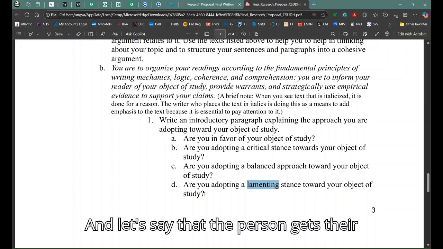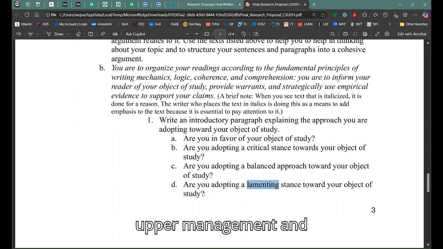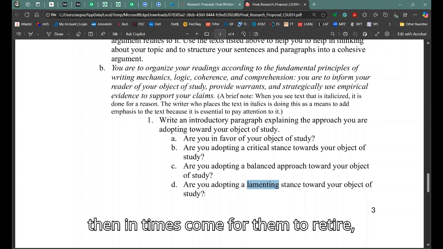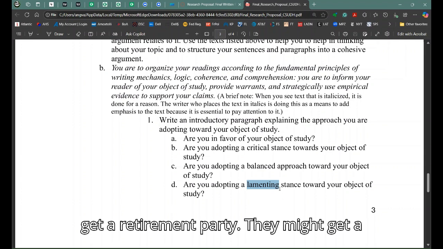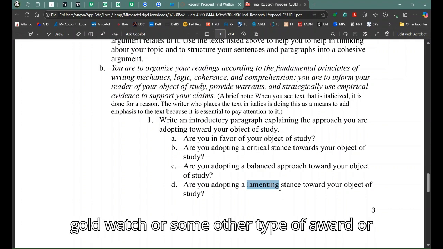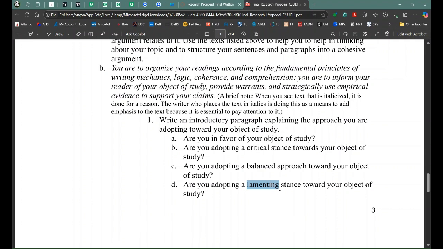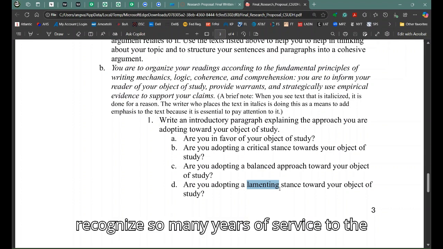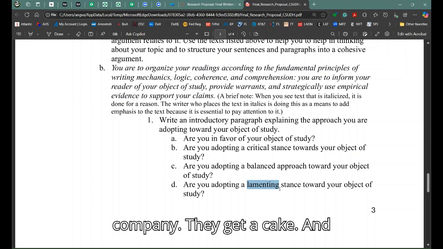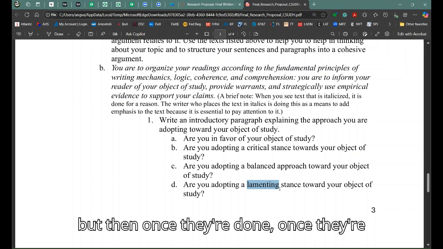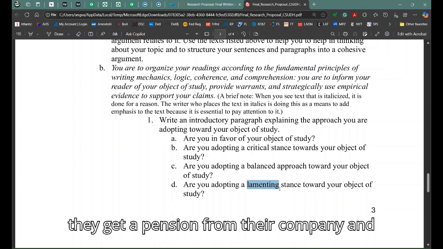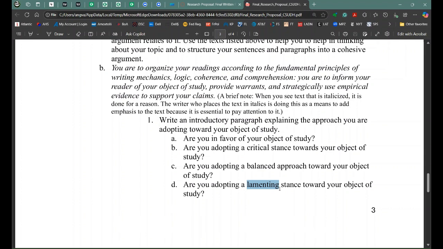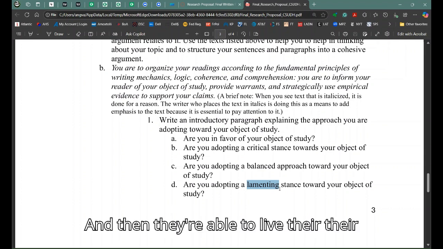And let's say that the person gets their master's and they're able to end up in upper management, and then the time comes for them to retire. And then at the end of that process, they get a retirement party. They might get a gold watch or some other type of award or certificate or some object to recognize so many years of service to the company. They get a cake. But then once they're going through the retirement process, they get a pension from their company, and then they get Social Security. And then they're able to live their lives.